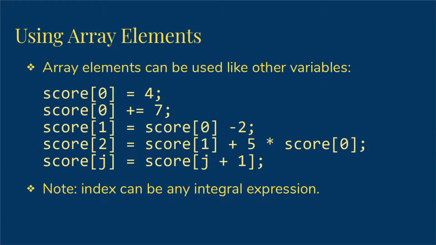Score at 1 gets score at 0 minus 2. So score at 1 now has 9. Score at 2 gets score at 1 plus 5 times score at 0. So we're going to say 9 plus 55, so I guess that's 64.